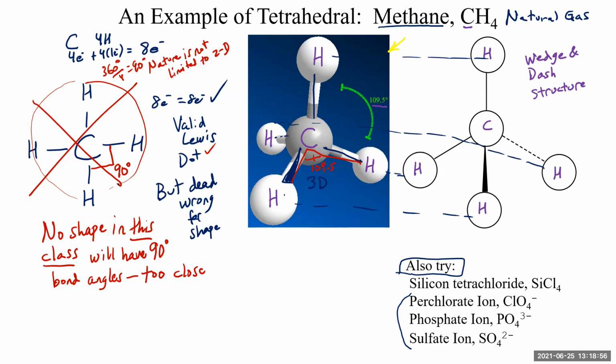90-degree angles are always wrong in this class. 109.5 degrees for tetrahedral. That is the only acceptable angle for tetrahedral. Not less than, exactly equal to 109.5.